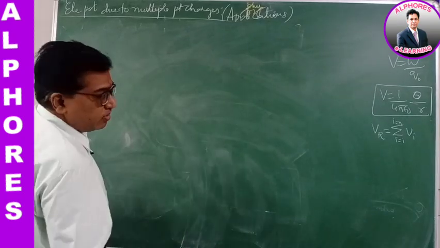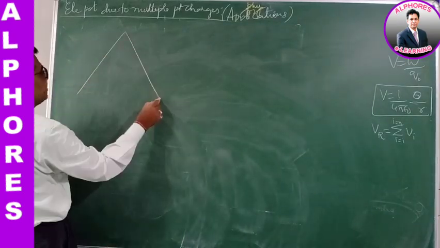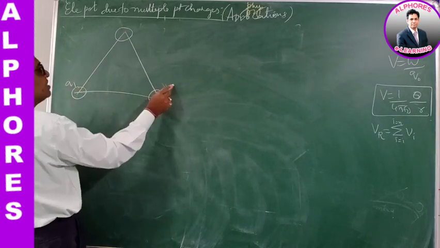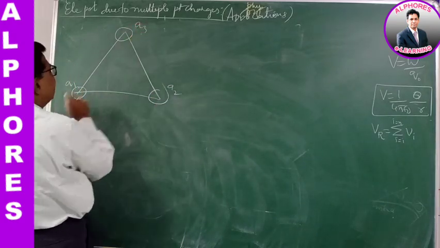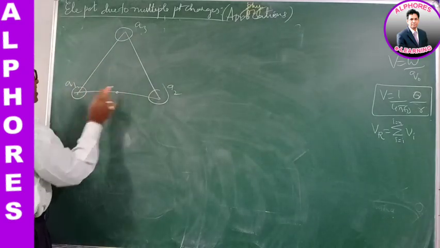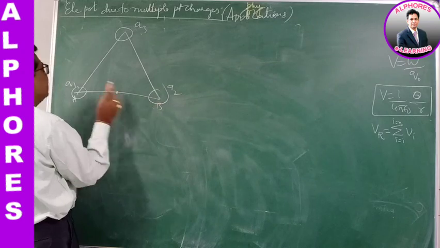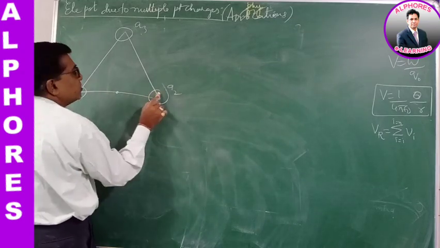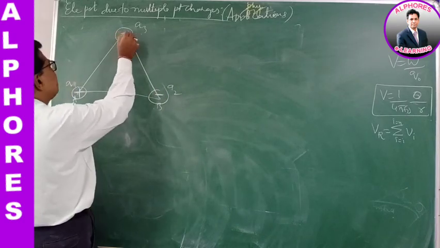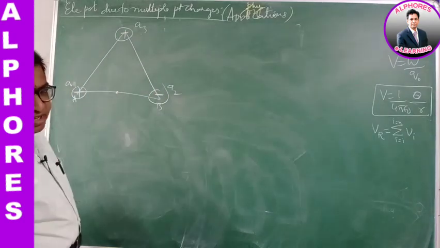Now, in the same case, suppose there are three charges, Q1, Q2, Q3, and I am asking you to find the potential here. Had these two charges at A and B been equal and opposite, so this is plus and this is minus, then what would be the potential?